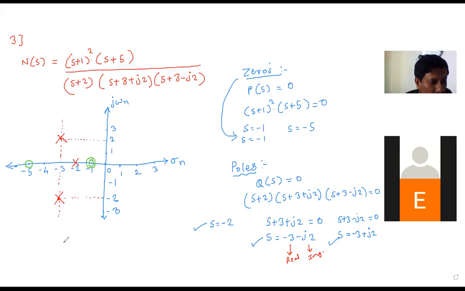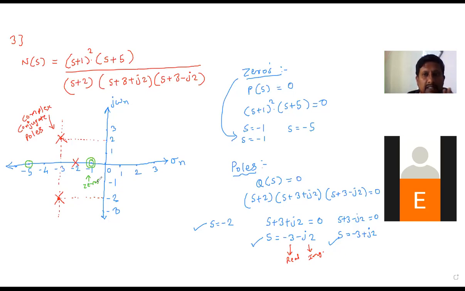So these are called what? Complex conjugate poles. I will mark it here: complex conjugate poles. Combinedly these two are called complex conjugate poles, whereas these are the zeros, that you can easily understand.